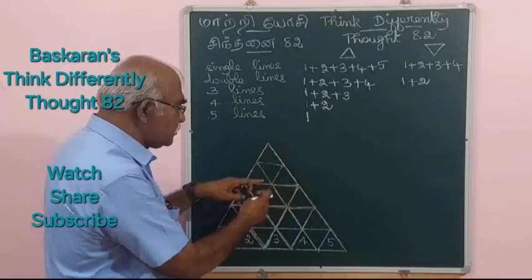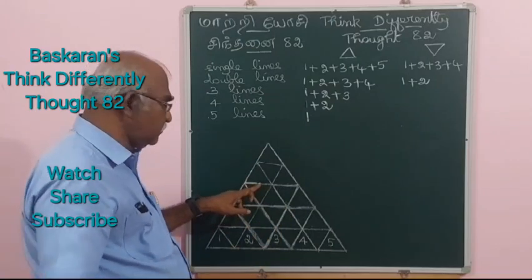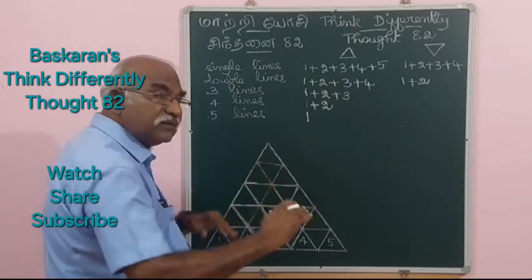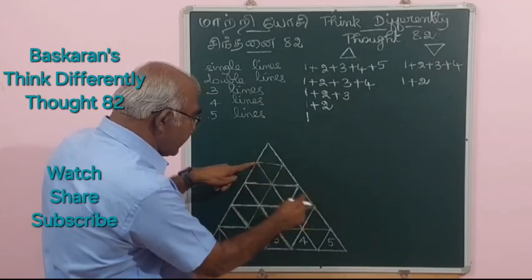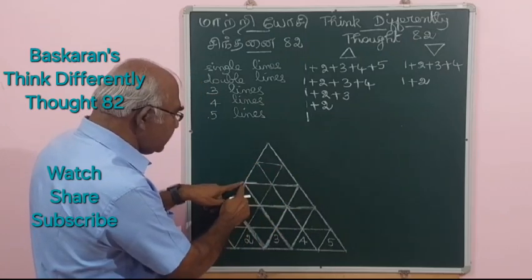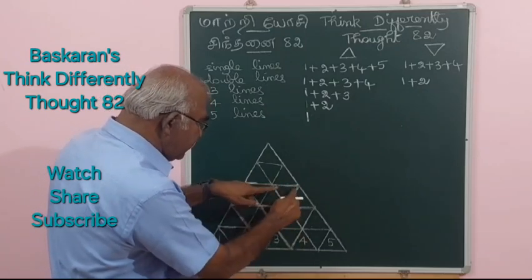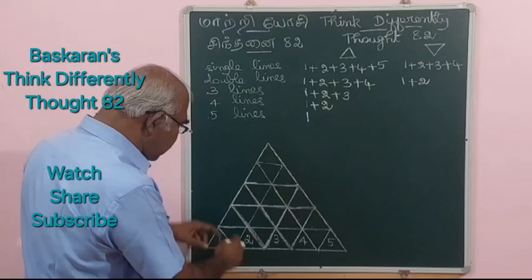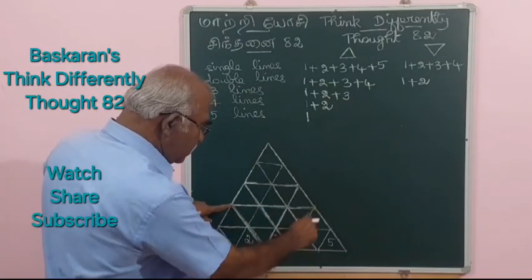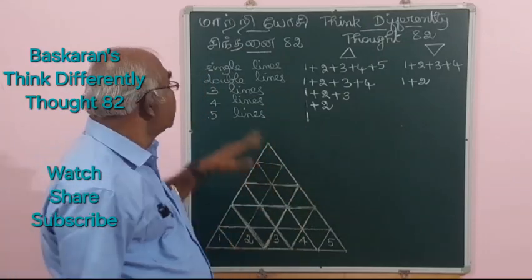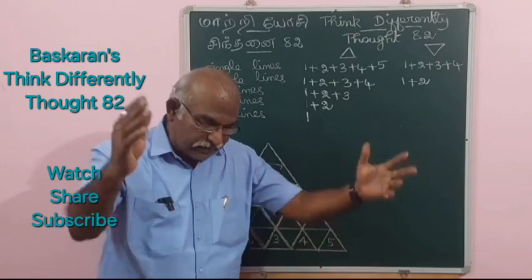You consider the first 2 parts. Altogether you have 1 triangle. Then you leave alone the first layer. Here you have 2 upward triangles. You come here, for each vertex you will get 1. 1, 2 and 3. And in the bottom you have 1, 2, 3, 4. So in double lines you have 1 plus 2 plus 3 plus 4 triangles.